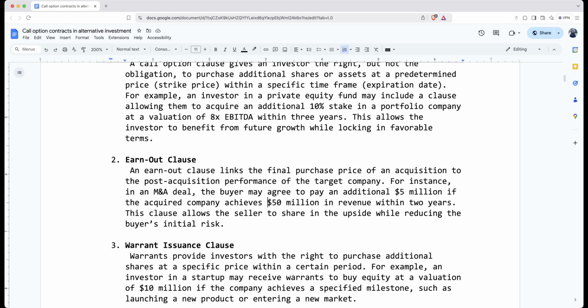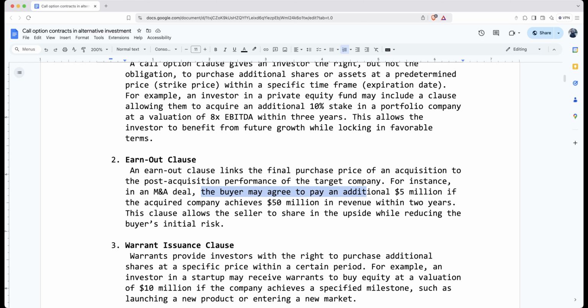Okay, so by doing that, now the buyer agrees to pay additional money to the seller, right? The buyer can buy at a low price, and the seller can sell at a lower price. But if the company gets better, the buyer is willing to pay more to the seller. Okay, so it makes a deal better.